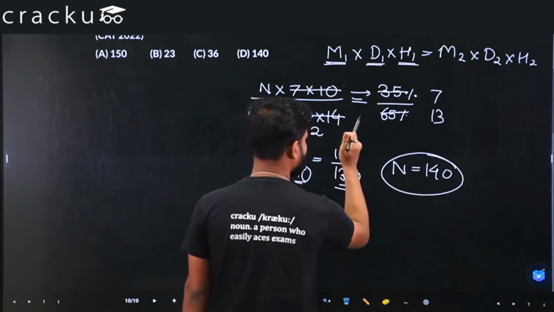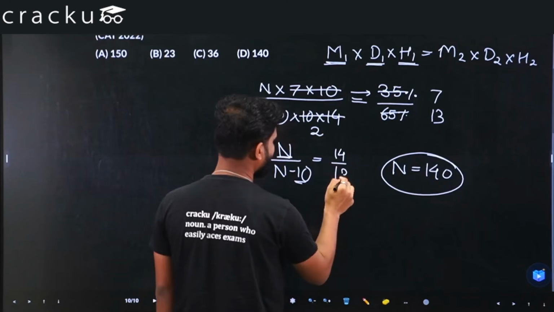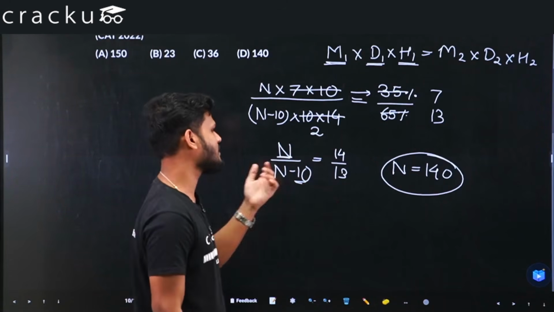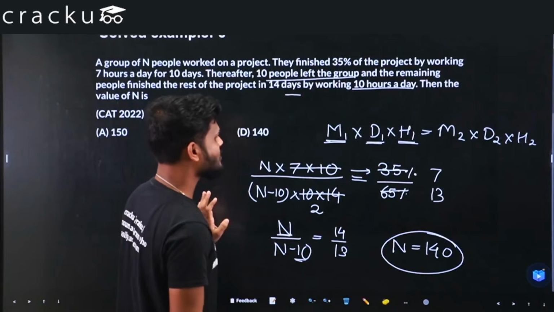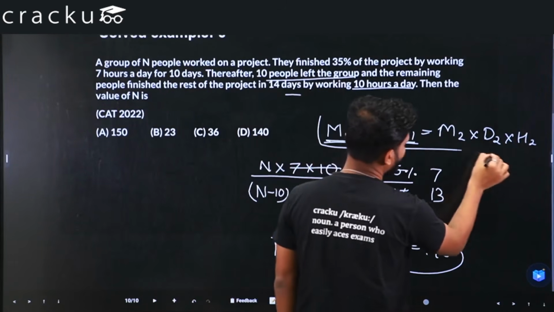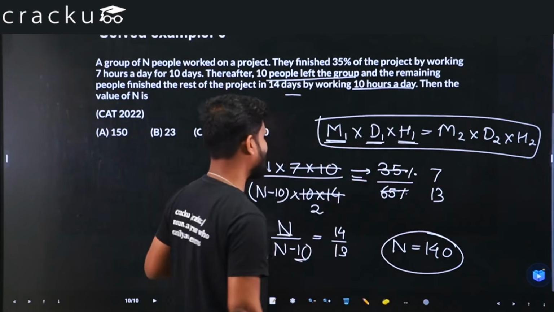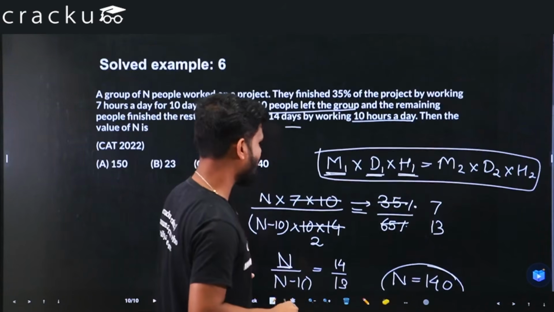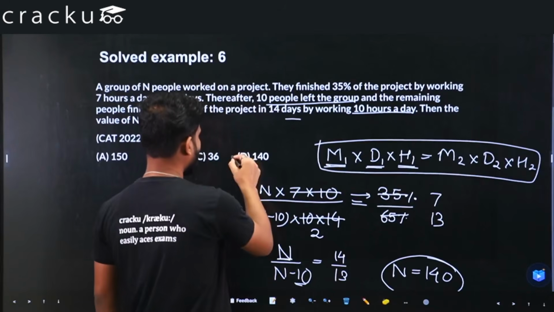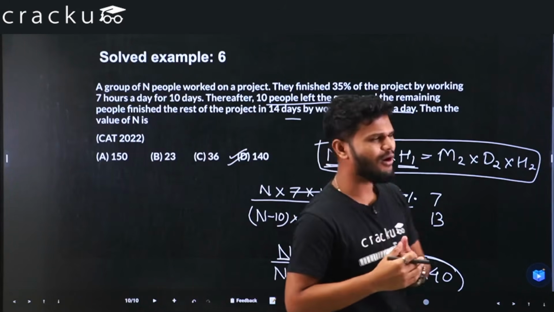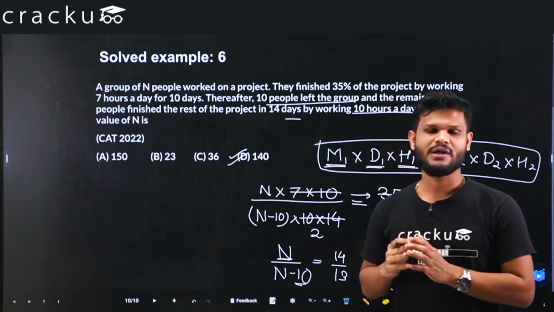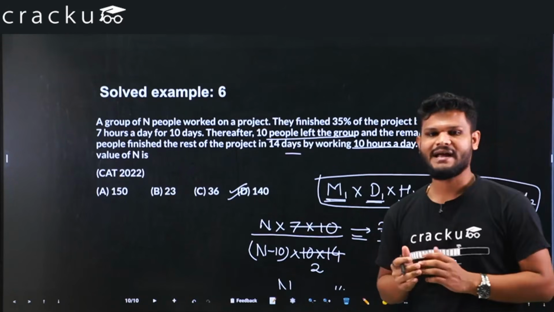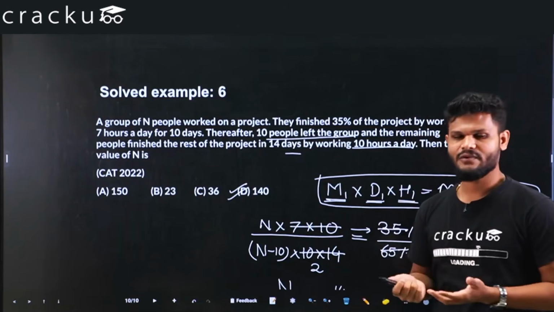Or what you can do is just solve it normally like a linear equation. You will get 13n equals 14n minus 140. From there also you will get n equals 140. So what we did, we just applied our unitary method principle and just took the ratio instead of writing the equations and directly found the value of n. So this is how you can find the value of n or some unknown values if you can use the ratios properly.